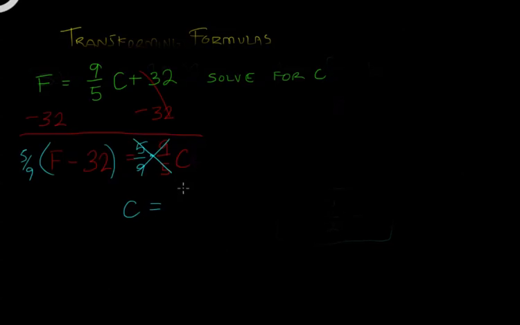But now I've got this 5/9 parentheses F minus 32. Well, let's distribute this and see if it works out to be nice at least. So 5/9 times 32. Let's see what we get. Okay, I got a crazy decimal answer. So this might not be the best to distribute. Let's see what we can do.